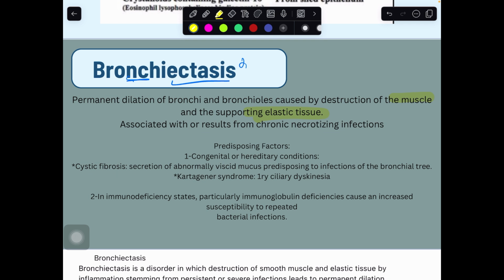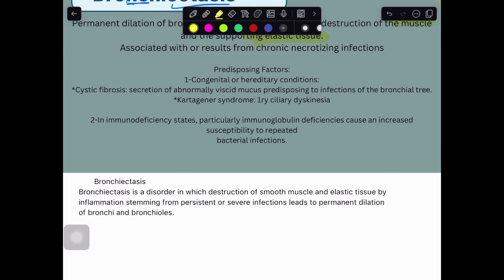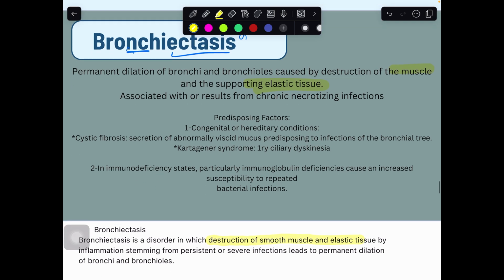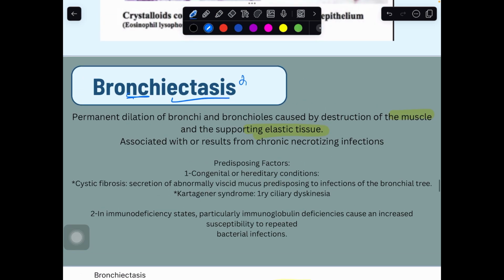In emphysema, there were two main reasons, which were smoking and alpha-1 antitrypsin deficiency, but here the causes are different. This is the actual definition in the Robbins book. It says it is a disorder in which there is destruction of smooth muscle and elastic tissue, and we'll look at why. It says this is by inflammation stemming from persistent or severe infections, leading to permanent, again, permanent and irreversible dilation of the bronchi and bronchioles. So this is highly associated with infections. The main reason is infections.